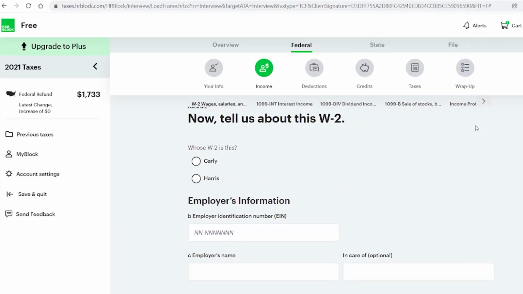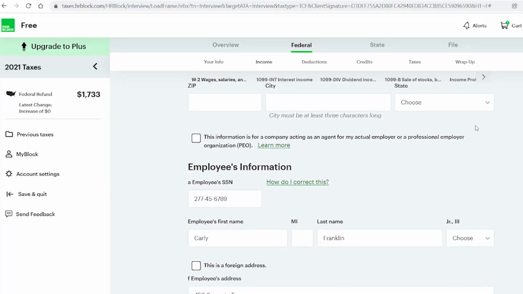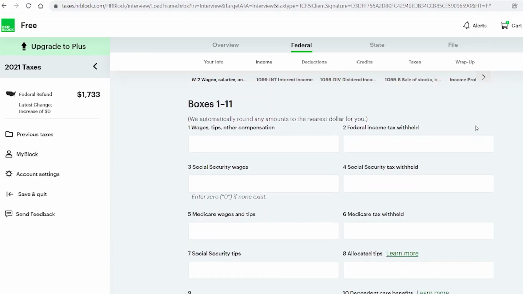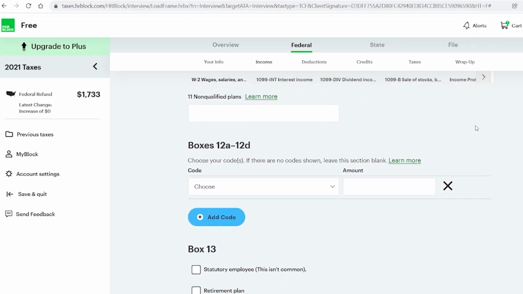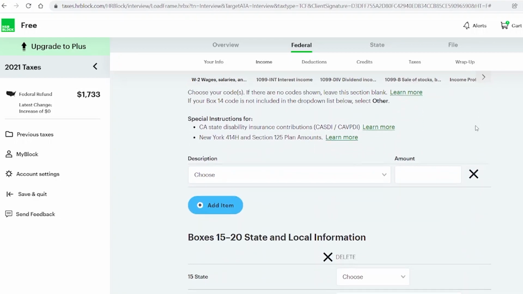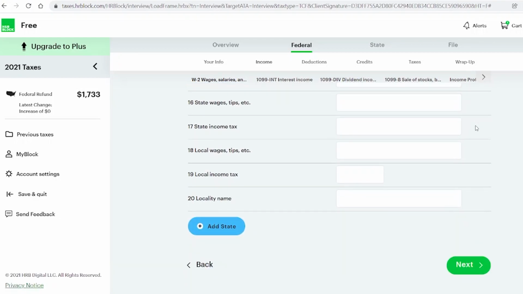So when you are entering your W-2 manually, one thing I do like about H&R Block as compared to TurboTax is that they have the full W-2 on one page. You don't have to do a lot of clicking around to enter your information, so it's pretty simple.